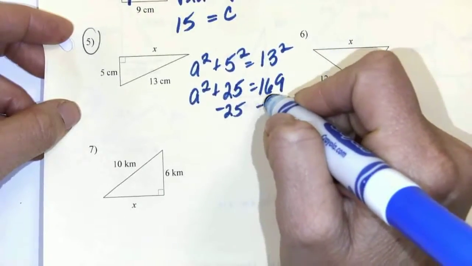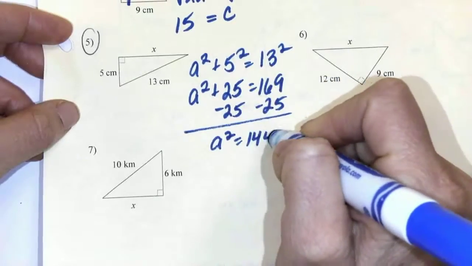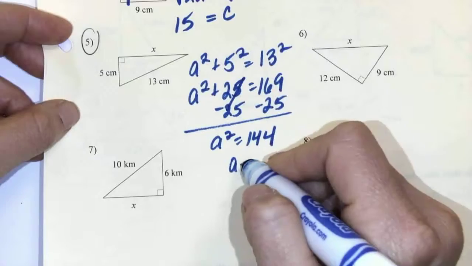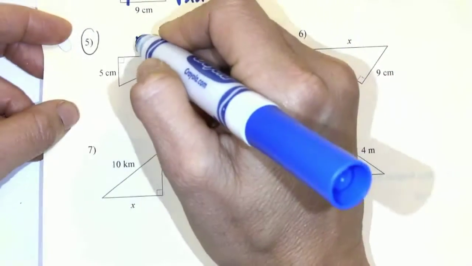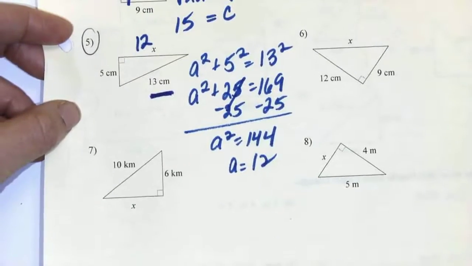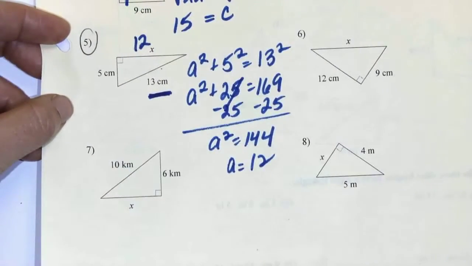Subtract 25. A squared equals 144. Last step in Pythagorean theorem is always square root. A equals 12. And I like to think, does that make sense? Is my hypotenuse still the longest? Yep, 13 is definitely bigger than the 12. Those are your two Pythagorean theorem examples.